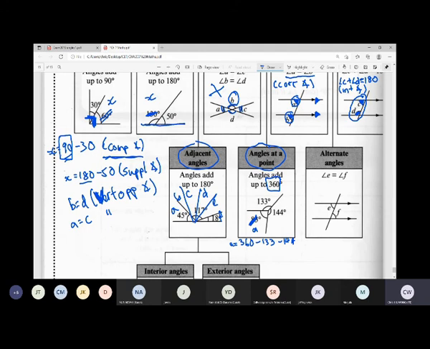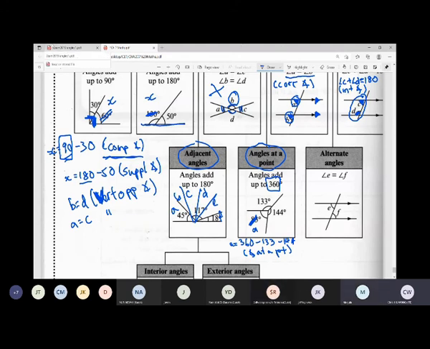But you must tell me, oh, you are using 360 degrees. I need to know why you are using 360 degrees. Then you will tell me the reason is angle at a point. You must tell me the reason. Angle at a point.